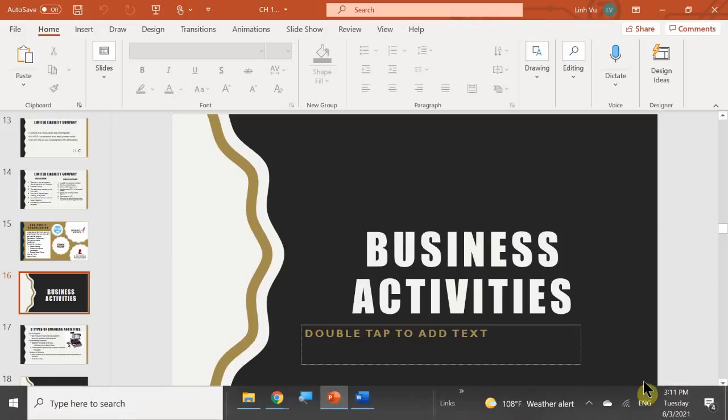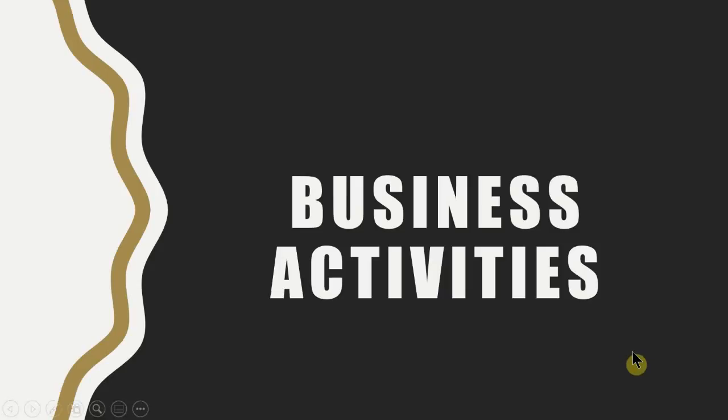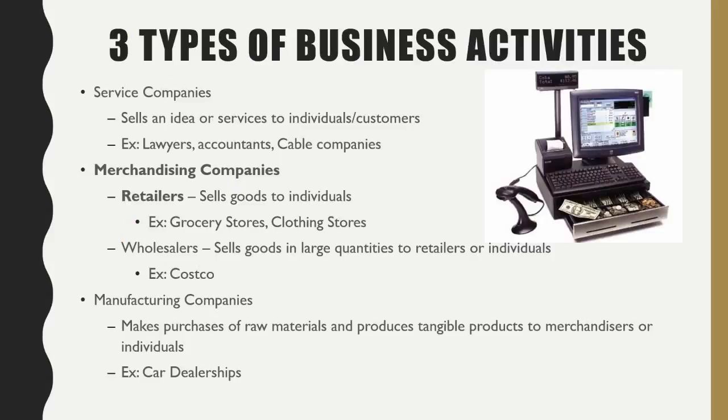Okay. So now, continuing on with chapter one, we're going to talk about business activities. What are they, and how do we determine our operations? So after you establish your business, you need to figure out what kind of business you are. And there are three types of business activities.